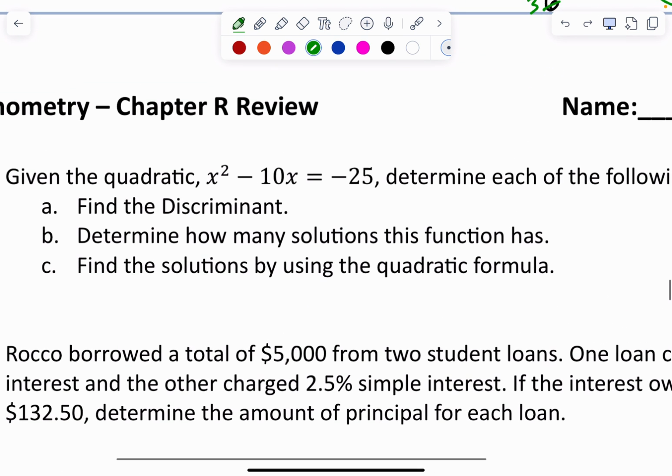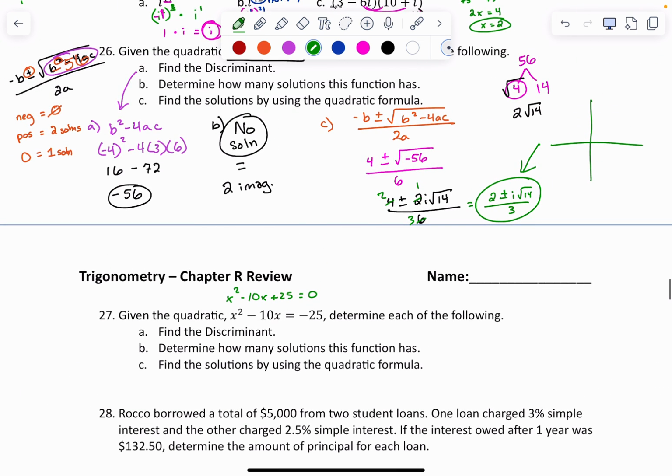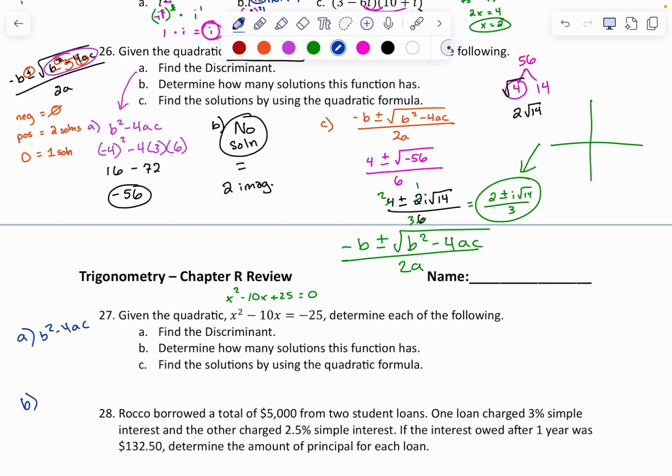All right, same thing again. X squared minus 10x. I've got to throw the 25 to the other side, so plus 25. You guys can probably figure out what the answer is. Negative b plus or minus square root b squared minus 4ac all over 2a. Okay, find the discriminant. I'm going to do a over here and b. It's b squared minus 4ac. That's a simple trinomial if you break it down.